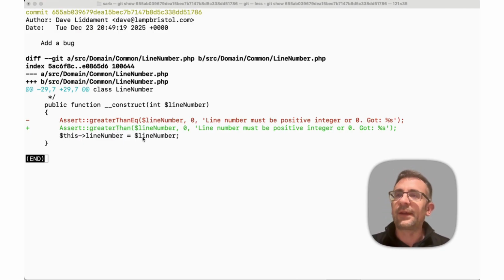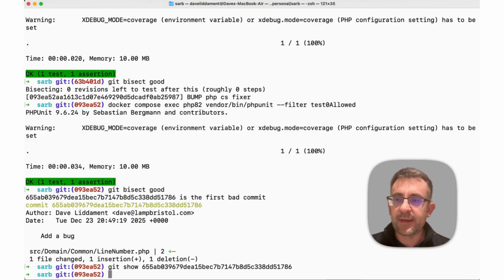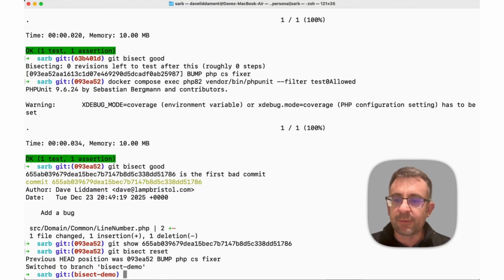So what we've done is we had a known working point and a known bad commit. There were 68 commits apart, and instead of having to look at all 68, we could hone in by looking at the midpoint of each one until we found the commit that introduced the bug. So once we've finished in here, we do git bisect reset, and it will take us back to where we were at the start.